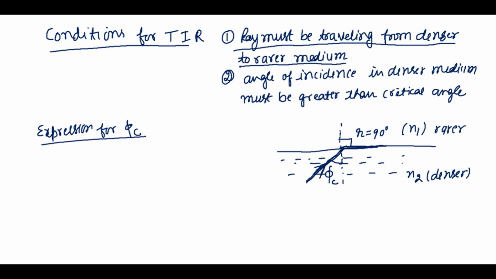The second condition for total internal reflection is that the angle of incidence in the denser medium must be greater than that of the critical angle. We have seen in the previous slide that only those rays which were striking farther from point D, which was the point of critical incidence, were suffering total internal reflection. So this is the second condition for total internal reflection. Now we are interested in finding the expression for critical angle.